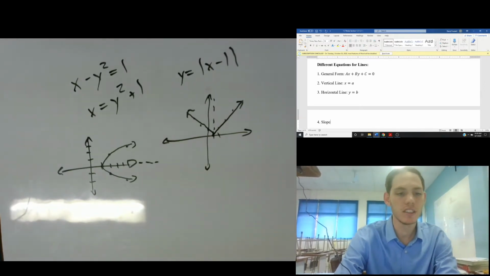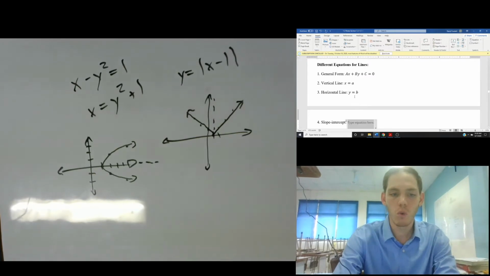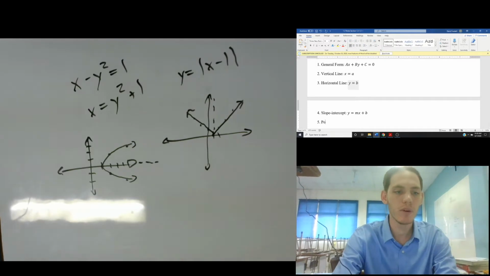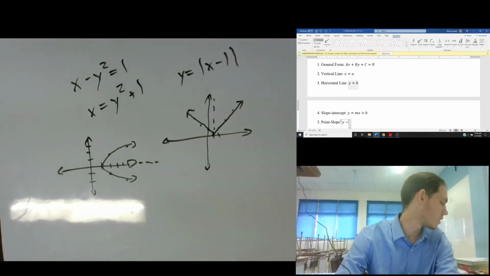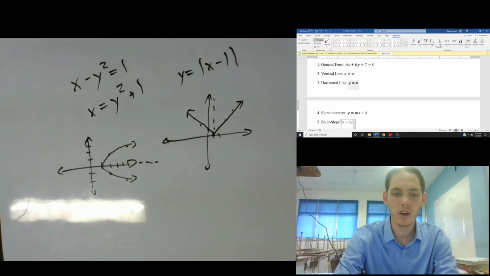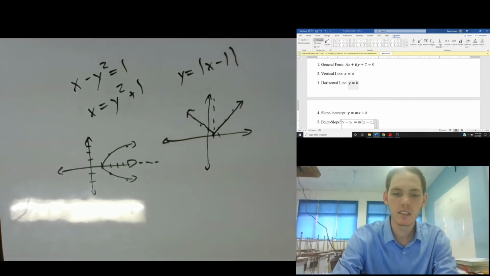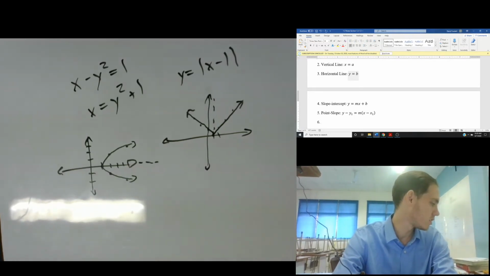So slope-intercept. If you don't remember this, this is a great question to ask for class. Slope-intercept is y equals mx plus b, okay? And then point slope, which is also in these, is y minus y sub 1 equals m times x minus x sub 1, okay? And that's point slope. Now do you need to type your notes? No, guys, you don't need to.